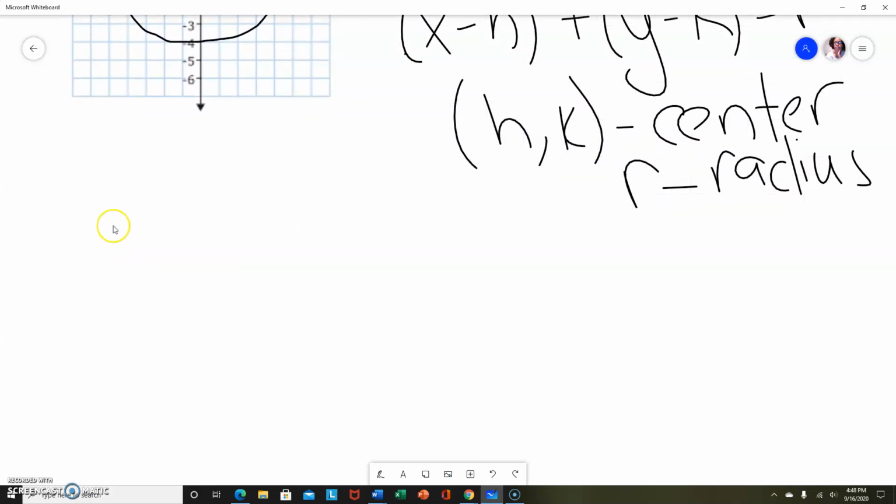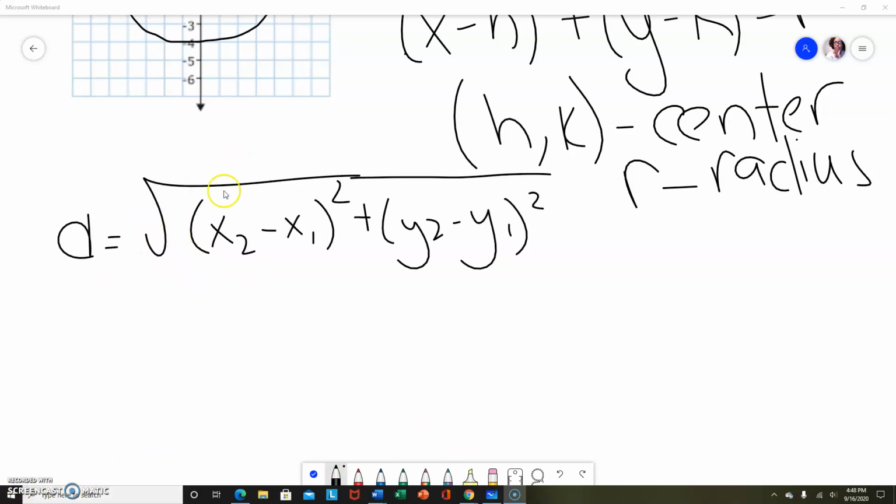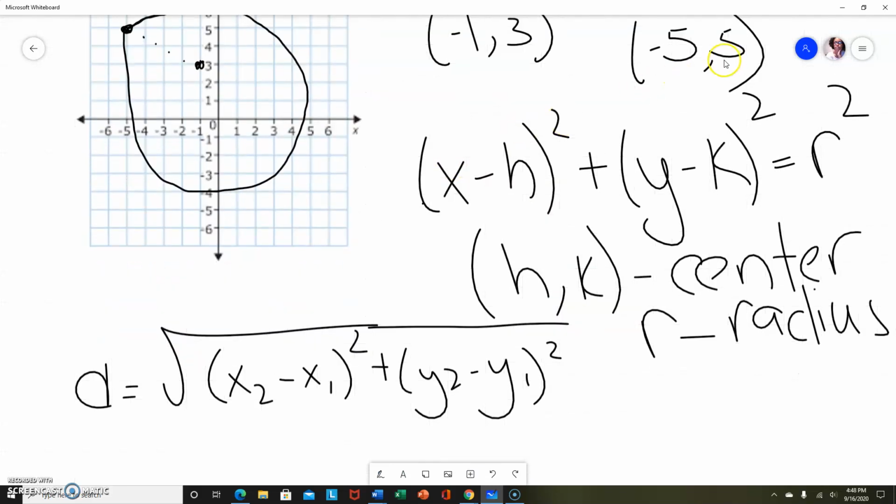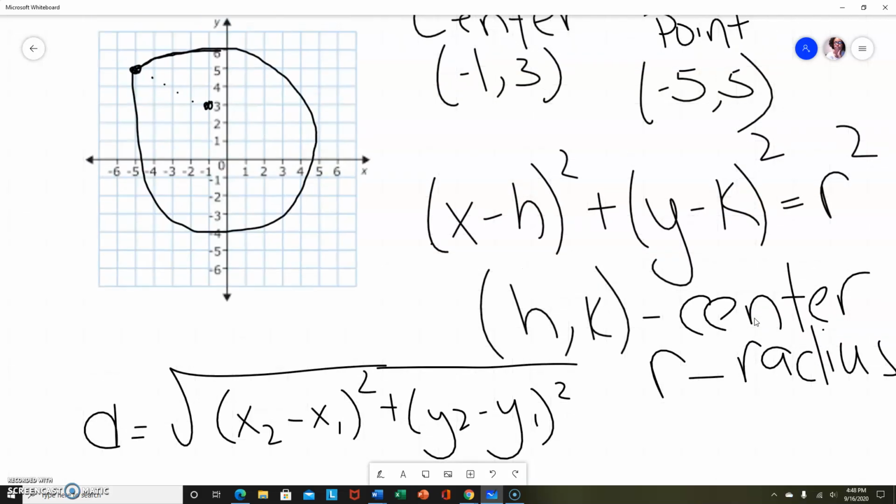So we have the distance formula equal to the square root of (x2 - x1)² + (y2 - y1)². Let's go back to our points. We have from (-1, 3) to (-5, 5). It doesn't matter which one we make our first point or second point, as long as we keep up with it. So let's say the center is our first point, and the point on the circle is our second point. Let's plug those values in.